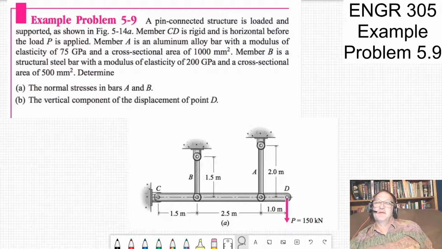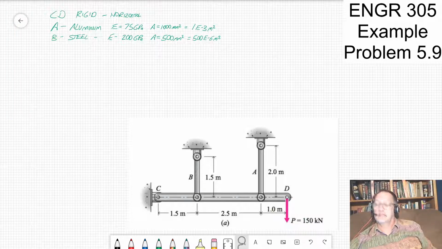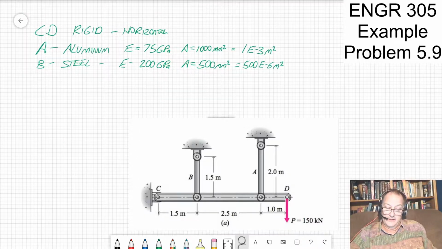Member A, that's the one on the right, is an aluminum bar with a modulus of elasticity of 75 gigapascals and a cross-sectional area of 1,000 millimeters squared. Member B is a structural steel bar with a modulus of elasticity of 200 gigapascals and a cross-sectional area of 500 millimeters squared. So I took that, I wrote it down, and it looks like that. All right, so maybe I make that a little bigger.